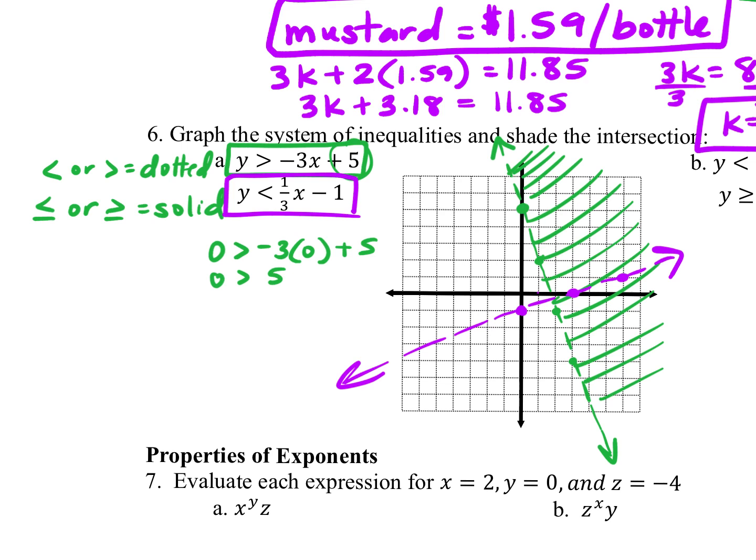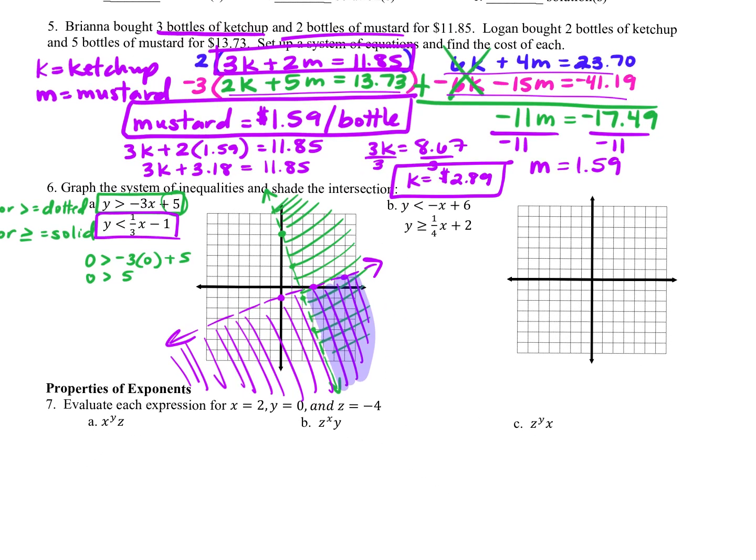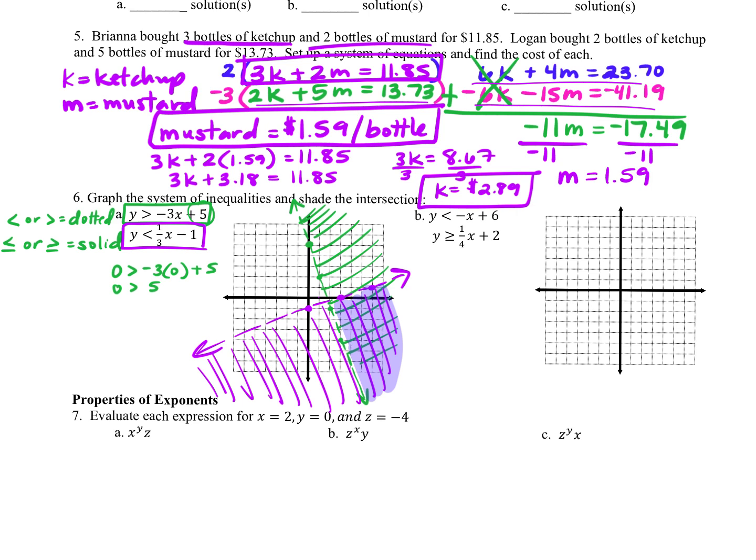And it says y is less than. Where do you go? Less than goes below, like this. So your solution, your answer to this, is the overlap, which would be this whole chunk right here. But I want to see all of it. Don't erase, okay? Okay, so with that in mind, you try B.